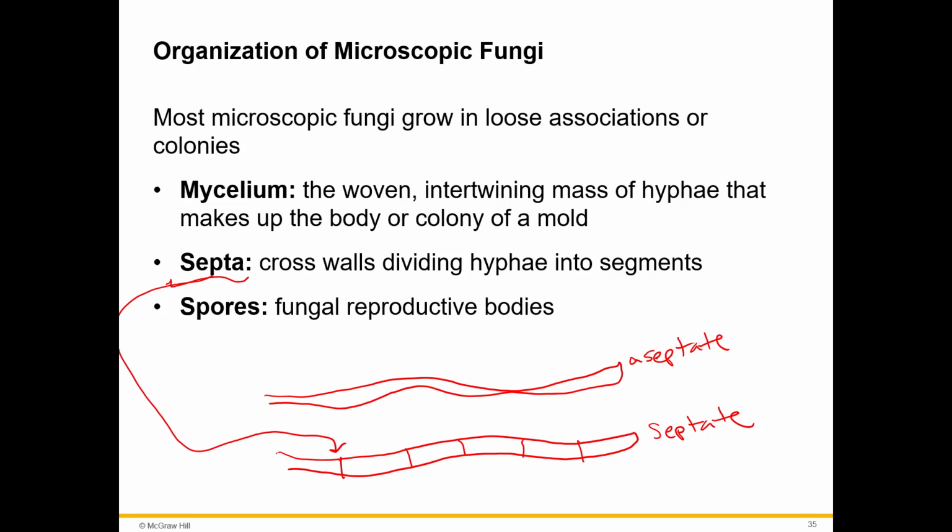So spores are fungal reproductive bodies. Sometimes I refer to spores as the seeds of the fungus. So you can plant a seed in the ground and it'll grow into a plant. You can plant a spore into the ground and it will grow into a fungal organism.